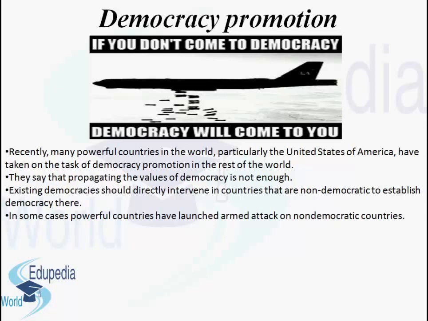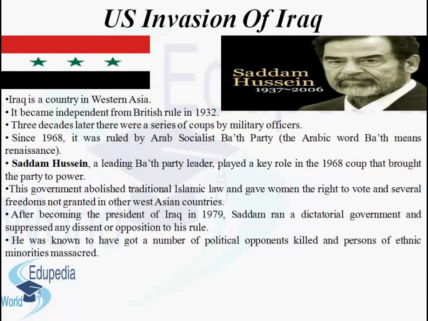Should existing democracies directly intervene in non-democratic countries to establish democracy by means of power? No, it should not be like that. They should not launch armed attacks on non-democratic countries. But it does happen in the case of Iraq. Iraq is a Western Asian country which became independent in 1932. For 3 decades, it was ruled by military officers. And since 1968, it was ruled by the Arab Socialist Ba'ath Party.